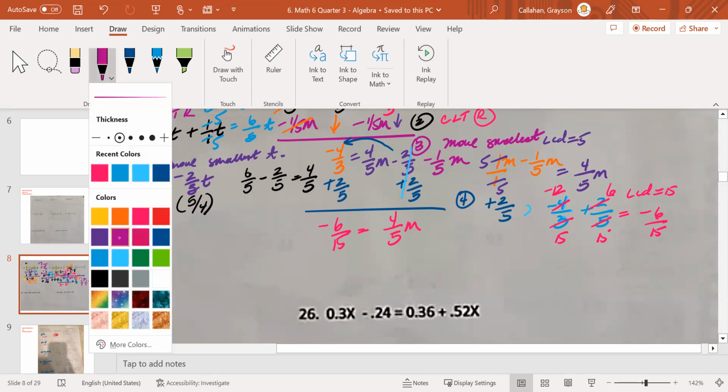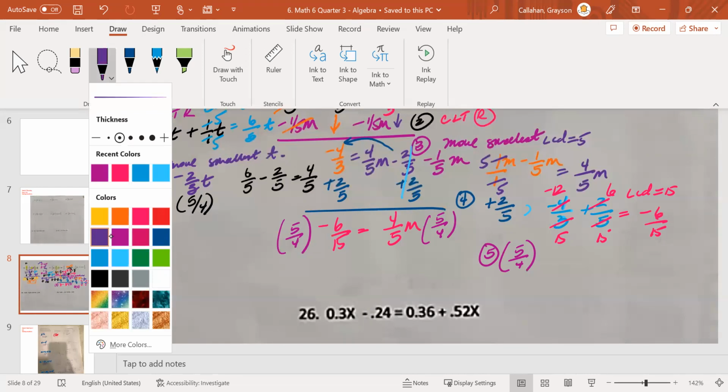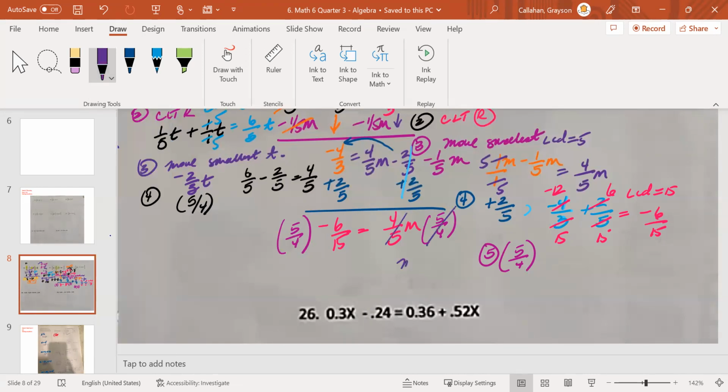Last step, step number 5. How do you get rid of the 4 over 5 with the m? Because the m is now by itself. You multiply by the reciprocal, which is 5 over 4. On the right side, 5 over 4 on the left side. That part cancels. M equals.